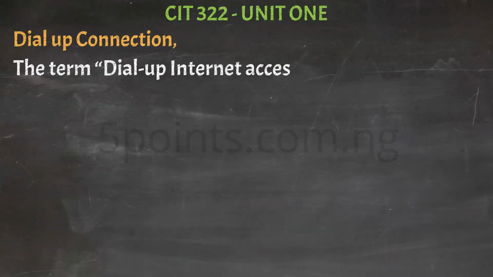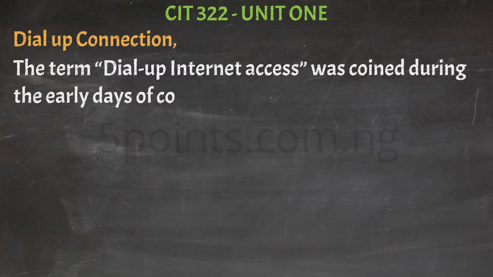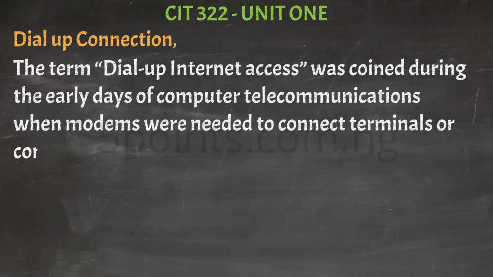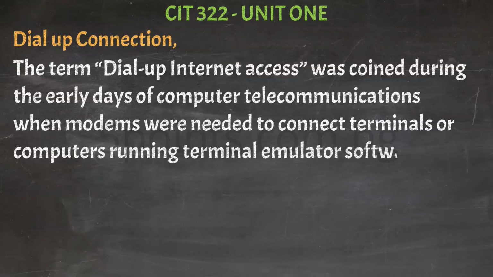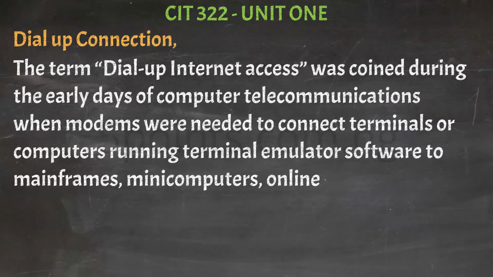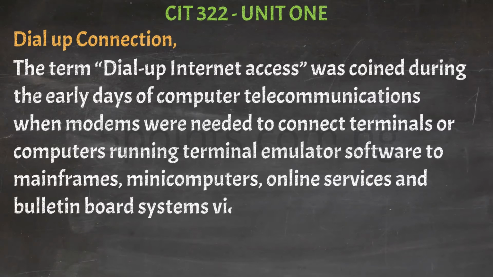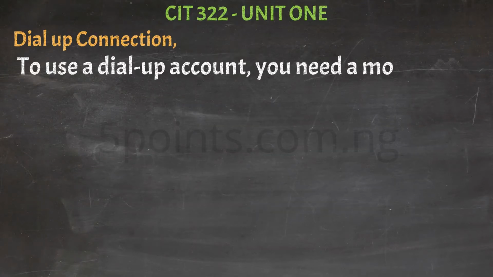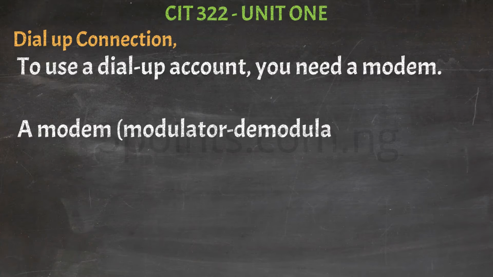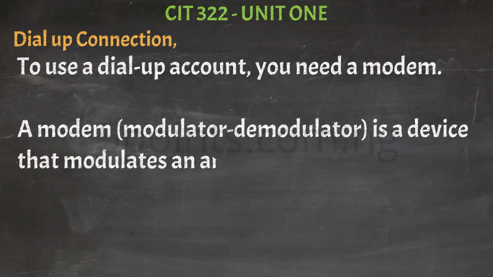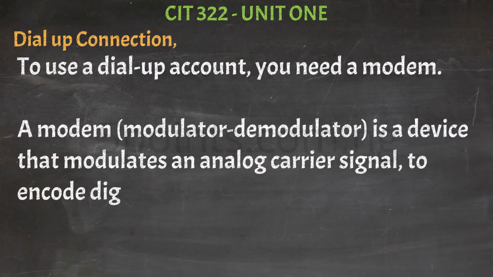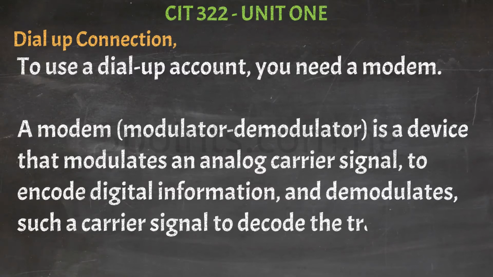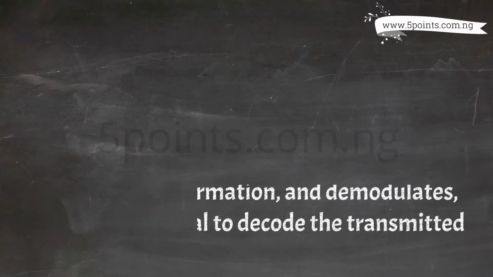The term dial-up Internet access was coined during the early days of computer telecommunications when modems were needed to connect terminals or computers, running terminal emulator software, to mainframes, mini-computers, online services, and bulletin board systems, via a telephone line. To use a dial-up account, you need a modem. A modem, modulator-demodulator, is a device that modulates an analog carrier signal to encode digital information, and demodulates such a carrier signal to decode the transmitted information.